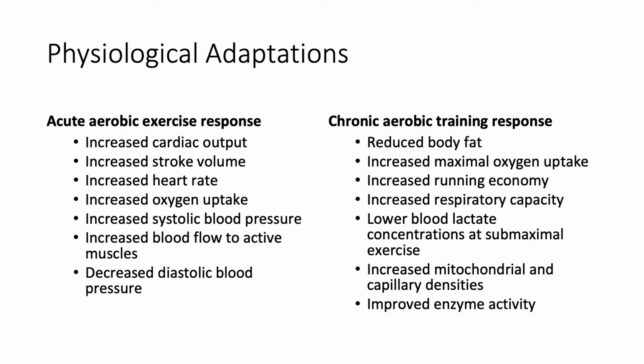It is important to know some of the physiological adaptations that occur acutely with aerobic exercise and the adaptations with chronic aerobic training. You can see here with the acute aerobic exercise, there's an increase in cardiac output, an increase in stroke volume, an increase in heart rate, and an increase in oxygen uptake. Also, there's an increase in systolic blood pressure, increased blood flow to the active muscles, and a decrease in diastolic blood pressure. When we look at the chronic adaptations to aerobic training, there is reduced body fat, increased maximal oxygen uptake, increased running economy, increased respiratory capacity, lower blood lactate concentrations at submaximal exercise, increased mitochondrial and capillary density, and improved enzyme activity.